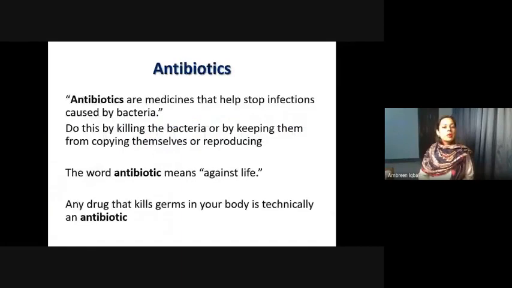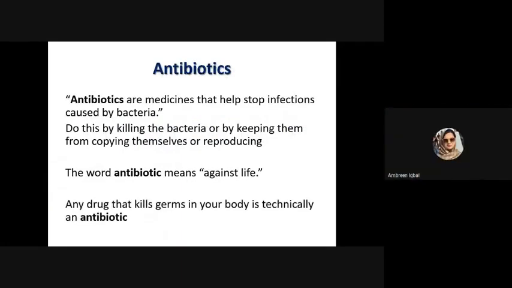Antibiotics are the medicines that help to stop the infections caused by bacteria. So in this chapter, we will mainly discuss certain types of antibiotics. So what is an antibiotic? Anti is to stop what? The bacteria or certain biological organisms. So they are the medicines that help to stop the infections caused by bacteria. They do this by killing the bacteria, or keeping them inhibited from copying themselves or reproducing. So they either kill them or keep them away from multiplication and reproduction.